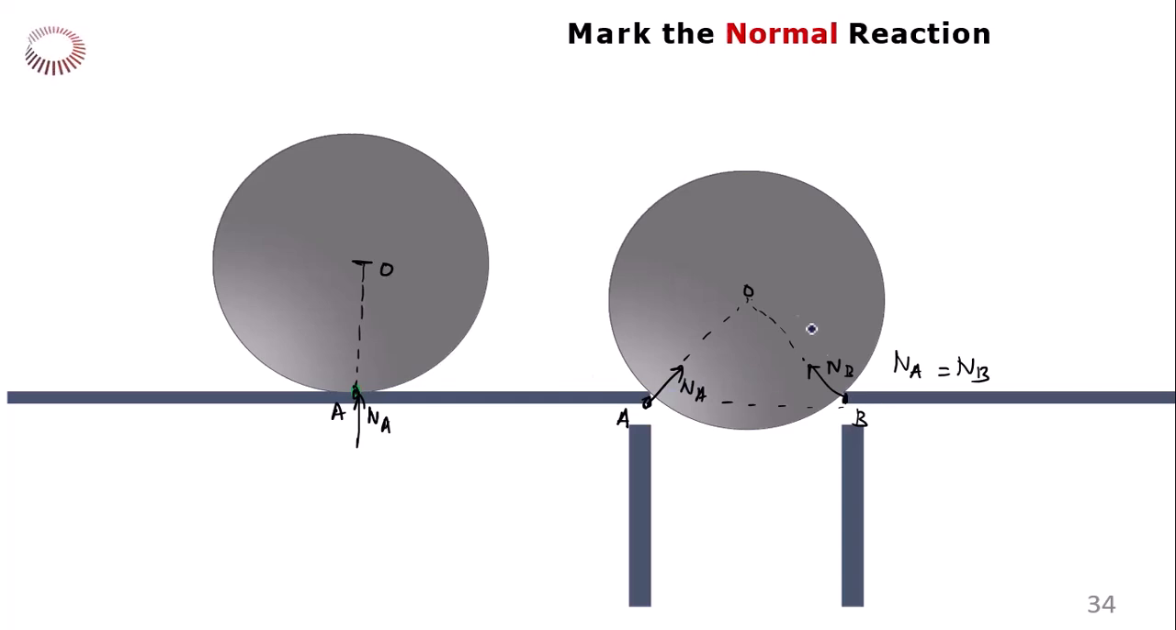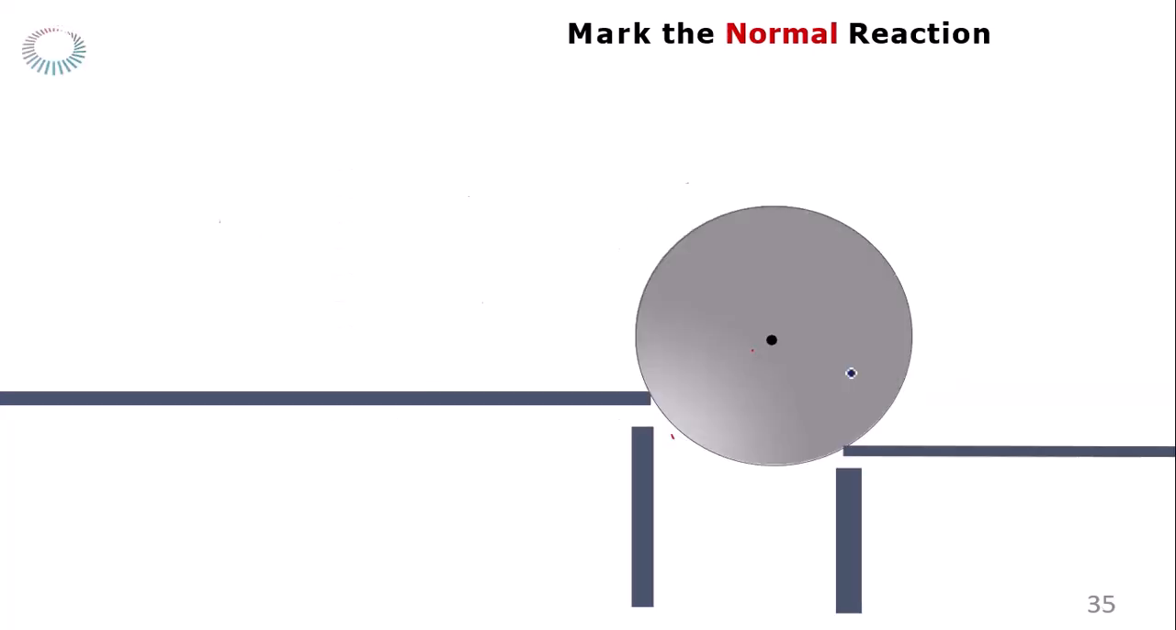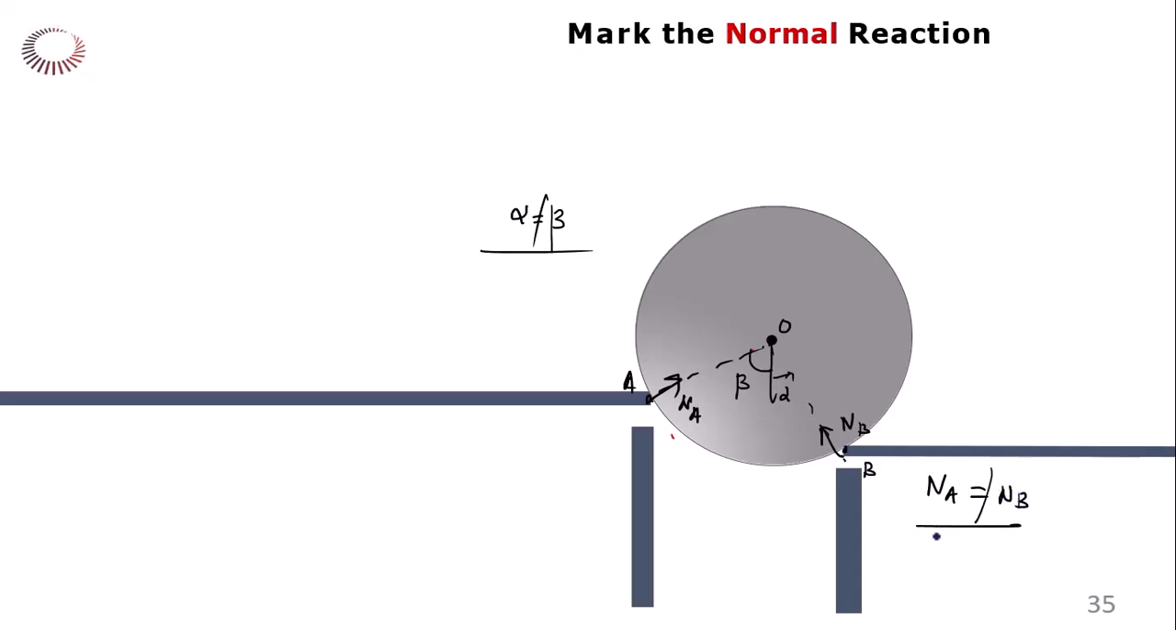If both A and B are the same, that means from the geometry, if this is theta, this is also theta. But if this is the point A and this is the point B, both are not at the same elevation. So clearly, if I join, let us say this is alpha and this is angle beta, alpha is not equal to beta. That means now the forces NA and NB both will pass through the point O, but NA is not equal to NB. So the normal force always passes through the point O, but the two are not equal.